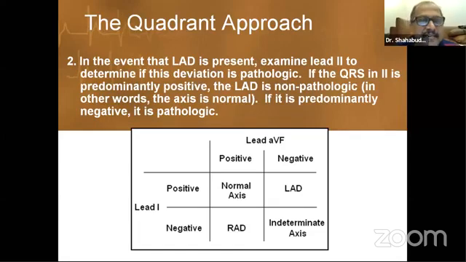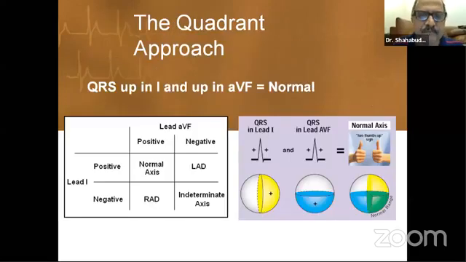In case of pathological correlation, you will have to see other leads. If LAD is present, examine lead 2 to determine whether the deviation is pathologic. If the QRS in lead 2 is predominantly positive, the LAD is non-pathologic; in other words, the axis is normal. If it is predominantly negative, it is pathologic. So lead 2 has to become negative. This is for easy understanding.